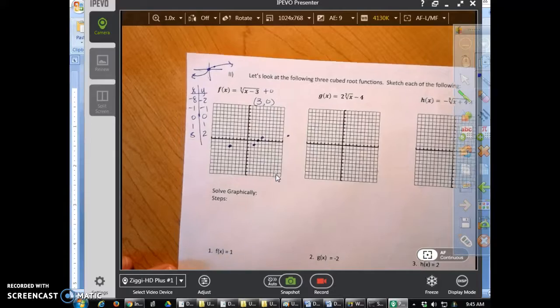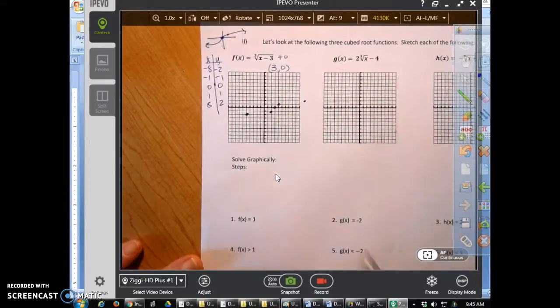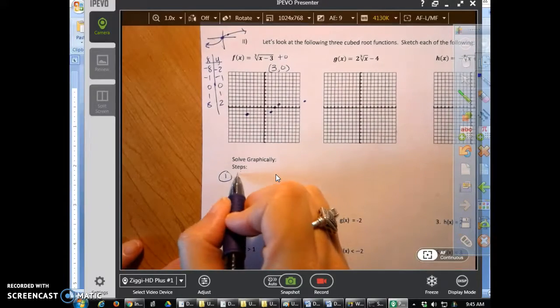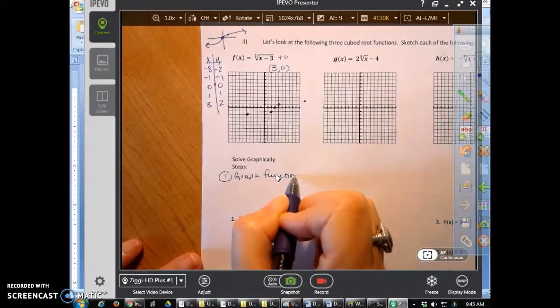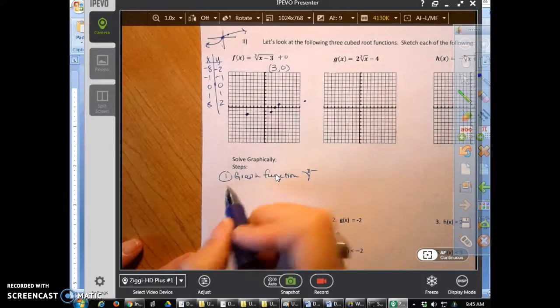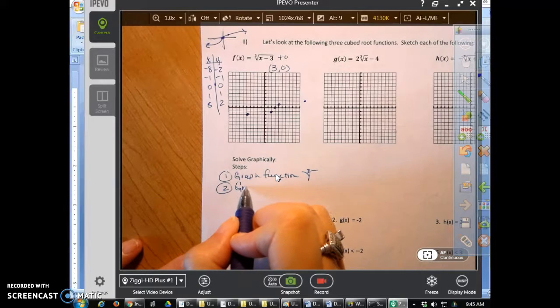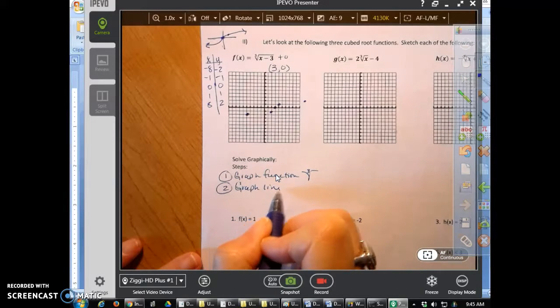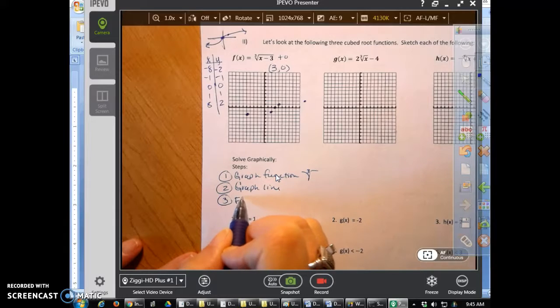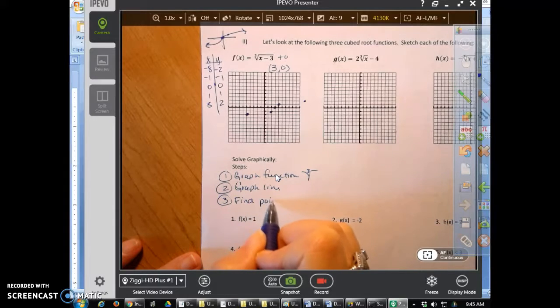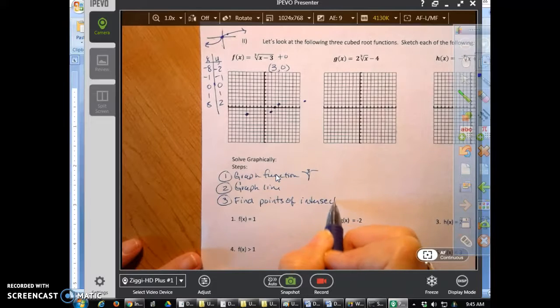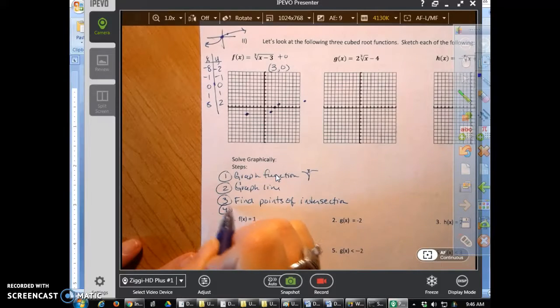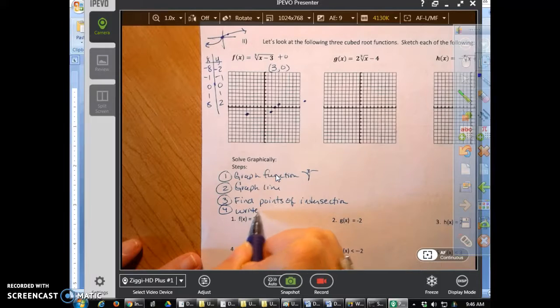Okay. Now, solving these graphically, same exact steps. You graph your function, the cube root, you know what it looks like. Then you graph your line. You find your points of intersection. And then you write your solution based on what you see, or based on the symbol.